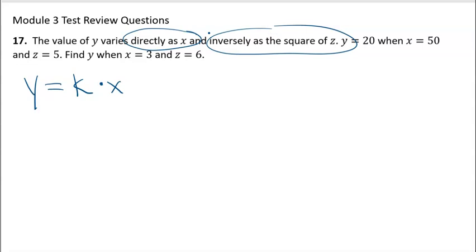and inversely as the square of z. What is the square of z? Z squared. What does inversely mean? Divide. So divided by z squared. There you go. There's your formula right there. Next step, you're going to find k. So they're going to give you enough information to find k.